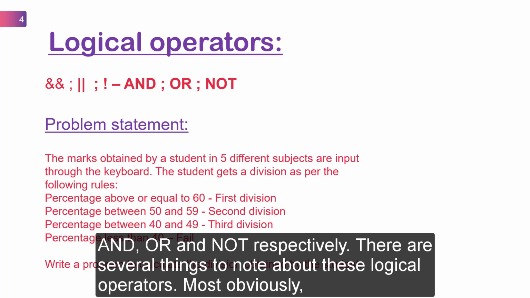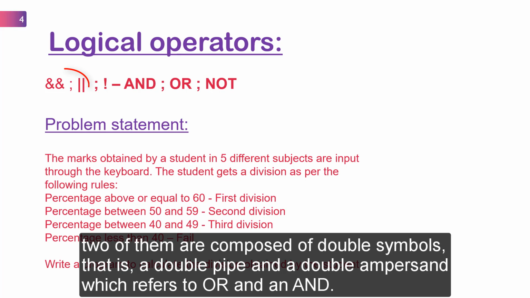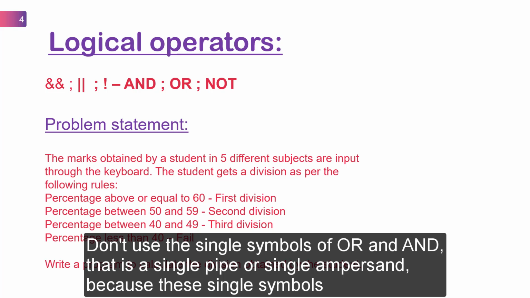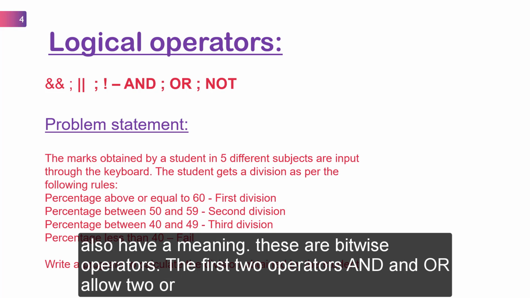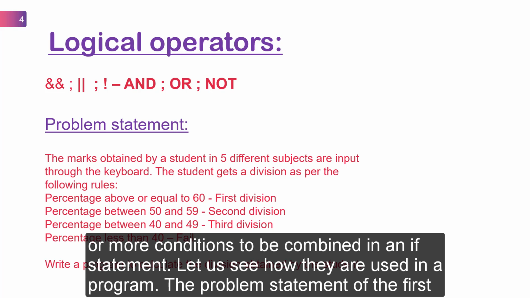Most obviously, two of them are composed of double symbols, that is, a double pipe and a double ampersand, which refers to OR and AND. Don't use a single symbol for OR and AND, that is a single pipe or a single ampersand, because these single symbols also have a meaning. These are bitwise operators. The first two operators, AND and OR, allow two or more conditions to be combined in an if statement. Let us see how they are used in a program.